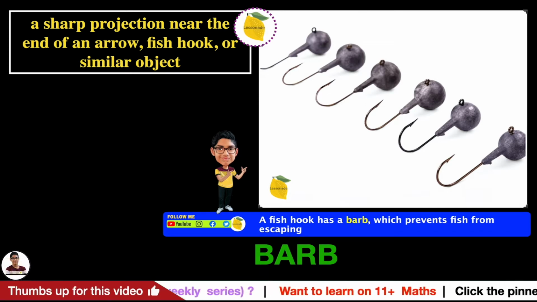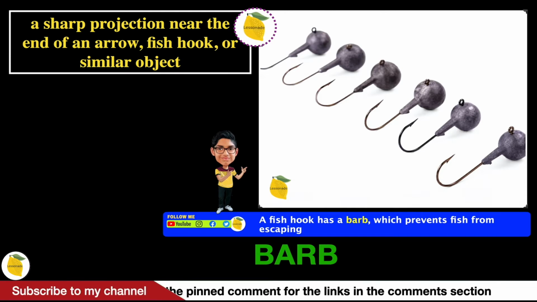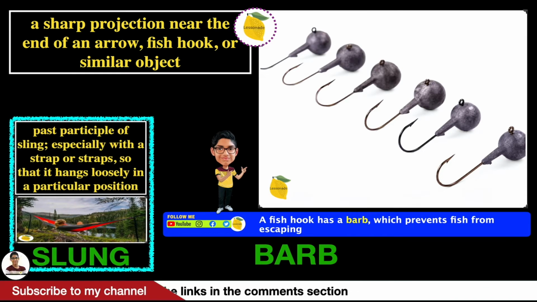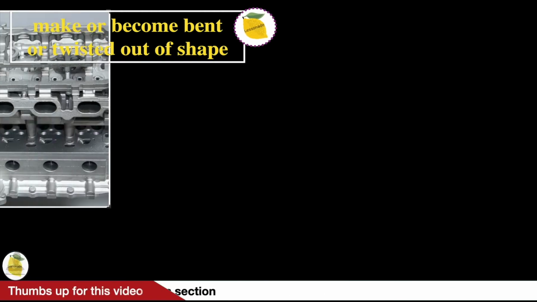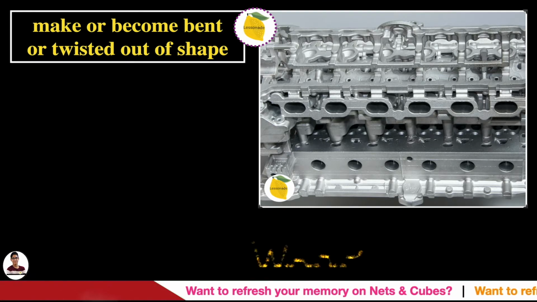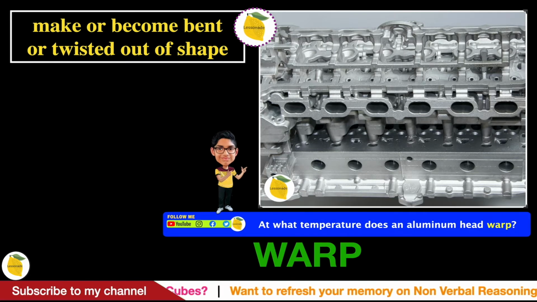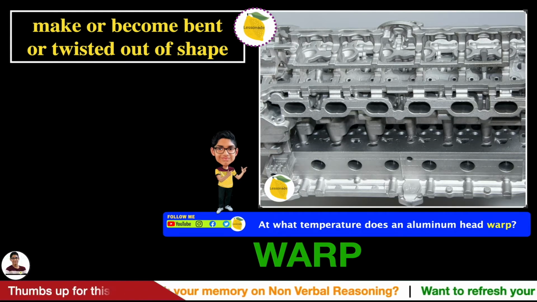So before we go on to the next one, let's try to recall the previous slide, and the previous slide is slung. Let's go on to the next one. The next one is make or become bent or twisted out of shape. In this picture, we can see metal that has been bent or twisted out of shape, and therefore the word will be warp. And the sentence for this word is, at what temperature does an aluminum head warp?